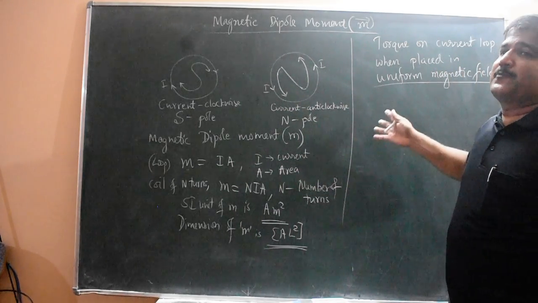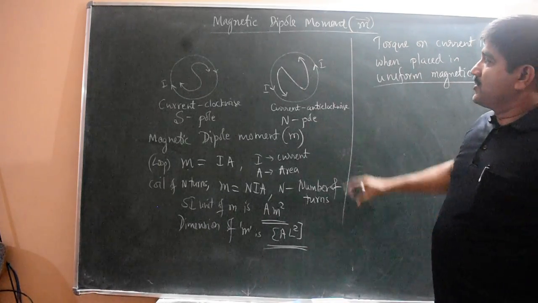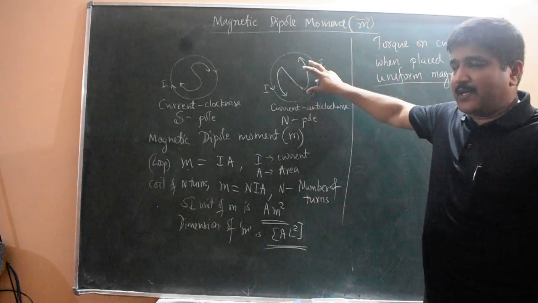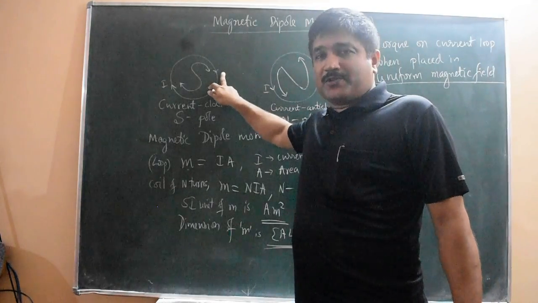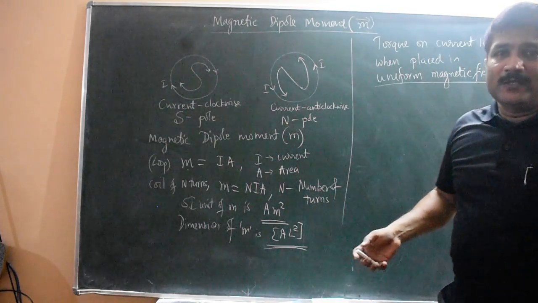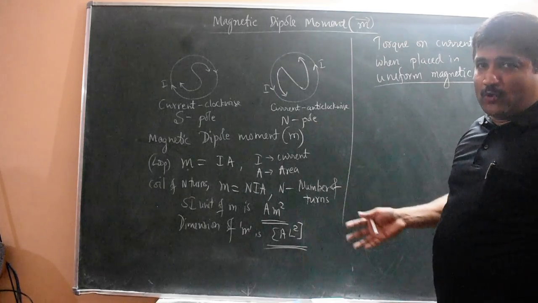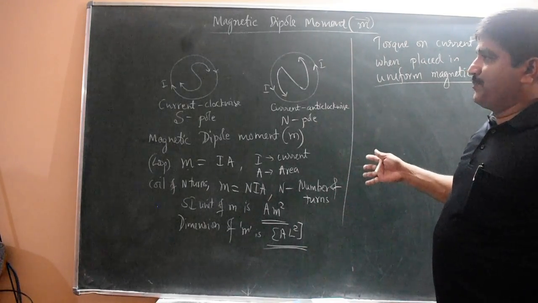External magnetic field means field produced by some other source, not because of this loop. So this is also producing a magnetic field, because there is a current. Whenever there is a current, there is a magnetic field. Whenever current is flowing in a conductor or a loop, there will be a magnetic field produced around it.